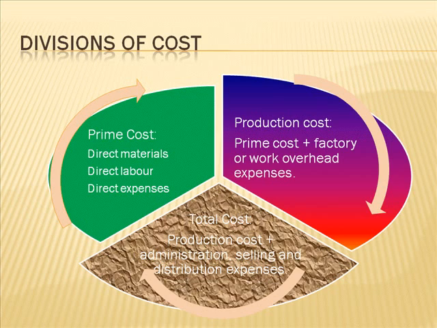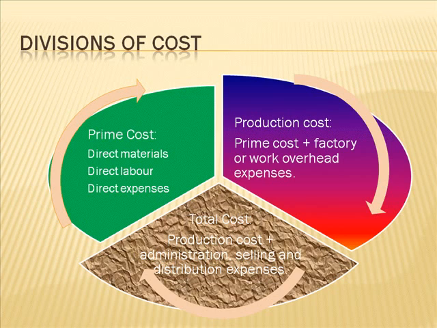We'll go into details as we go along as it relates to these different points. So then you have production cost, and as you can see, production cost is prime cost plus factory or works overhead expenses. Therefore, in order for you to calculate production cost, you must calculate prime cost first. You calculate prime cost, which includes direct materials, direct labor, and direct expenses, and the amount that you get from prime cost, you add to factory overhead expenses.